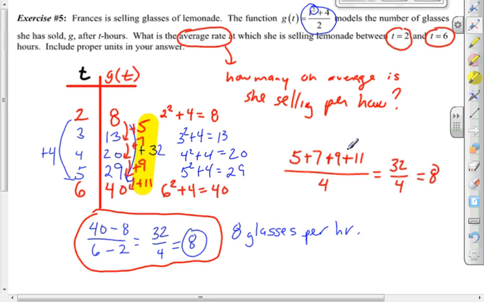can be applied to functions that are linear. You can also apply it to the functions that don't have a constant rate of change. Slope principles are applied here. 8 glasses per hour is the answer to this problem.